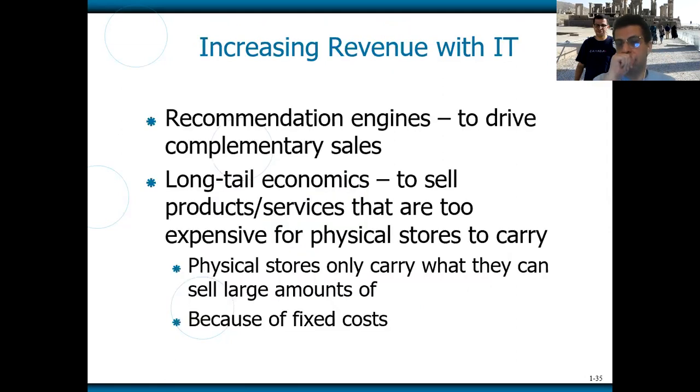So, increasing revenue with IT. Recommendation engines drive complementary sales. Long tail economics lets you sell products and services that are too expensive for a physical store to carry. So you put it online, and physical stores only carry what they can sell in large amounts. But if it's a small amount, you can order it online. Because of the fixed cost, they don't want to bring things and put them on a shelf for a few months, hoping somebody will buy, because the money is sitting on the shelf.